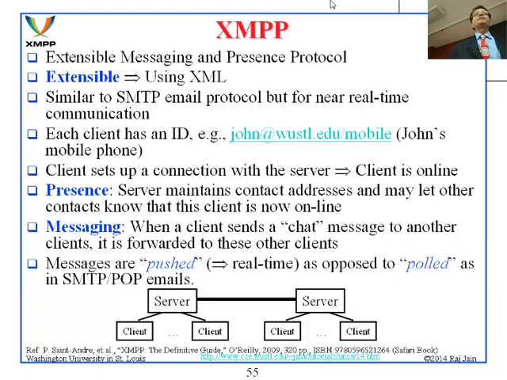Instant. As opposed to the mail protocol, which is SMTP, Simple Mail Transfer Protocol, where the server gives it to the other server, and the other server keeps it until the client says, do I have any mail? If there's an email, it gives it to you. So SMTP is a pull protocol. XMPP is a push protocol. The messages are pushed to the client.